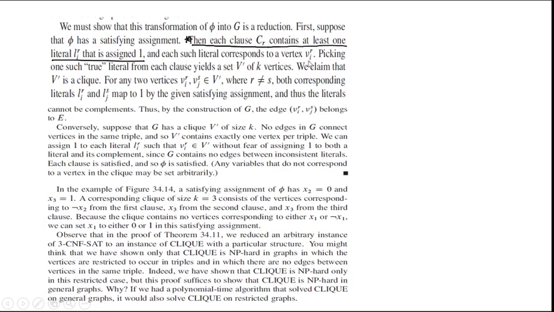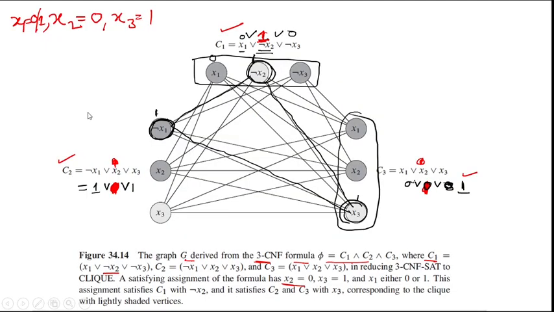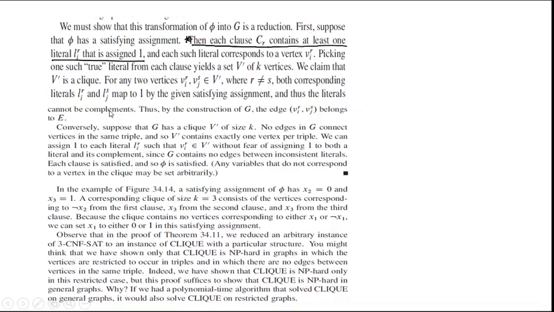And each such literal corresponds to a vertex V_ir. Picking one such true literal from each clause yields a set V dash of K vertices. We claim that V dash is a clique. V dash is a clique, because for any two vertices in V dash, where r is not equal to s, both the corresponding literals l_ir and l_js map to one by the given satisfying assignment, and thus the literals cannot be complements. Thus the corresponding edge between v_ir and v_js belongs to E.